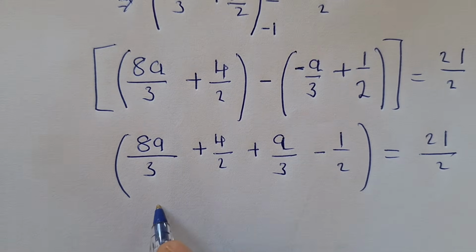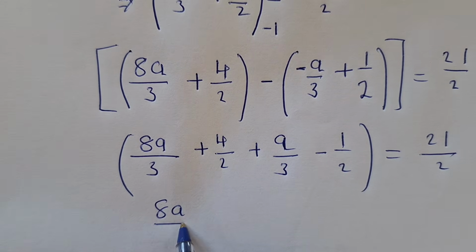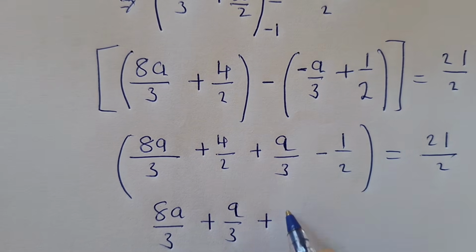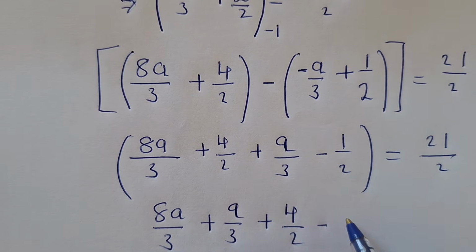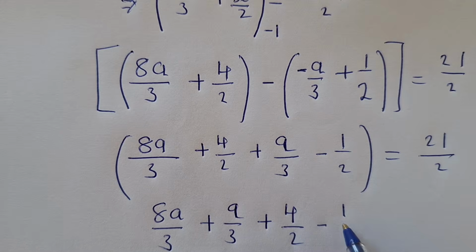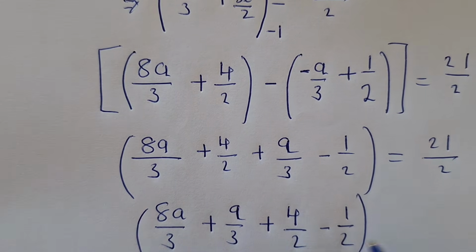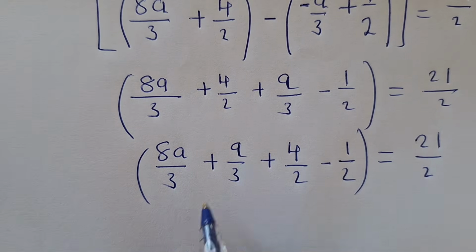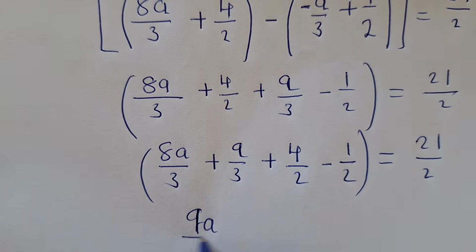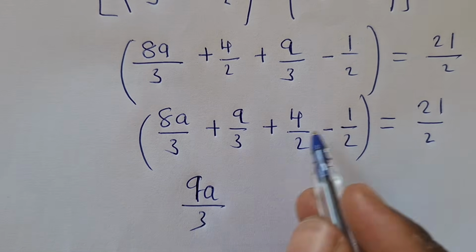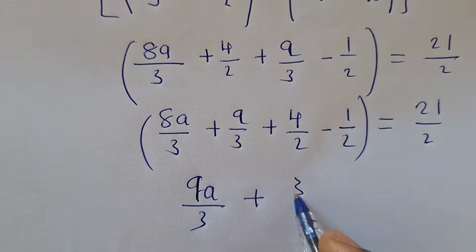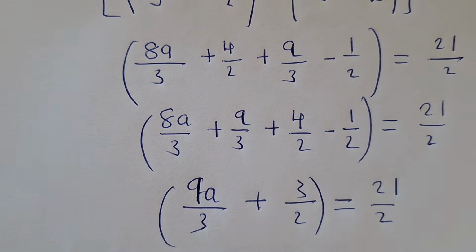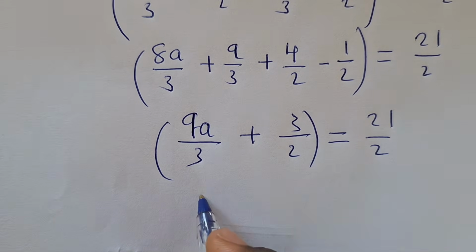So here we can group the like terms. We've got 8a over 3 plus a over 3 plus 4 over 2 minus 1 over 2. So all this is equal to 21 over 2. So here we're getting 9a over 3. For these we're getting 3 over 2 is equal to 21 over 2. So here we can group the like terms.